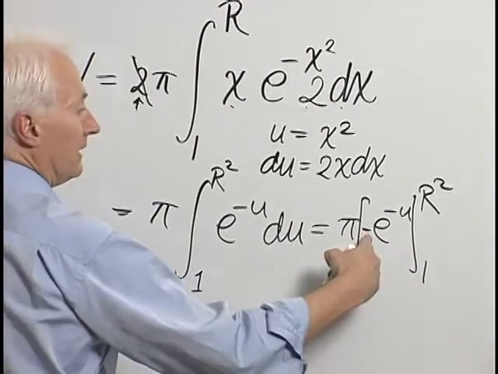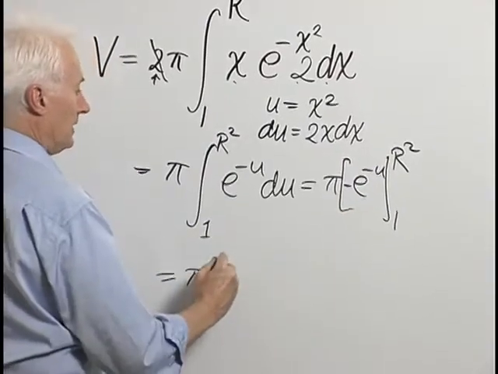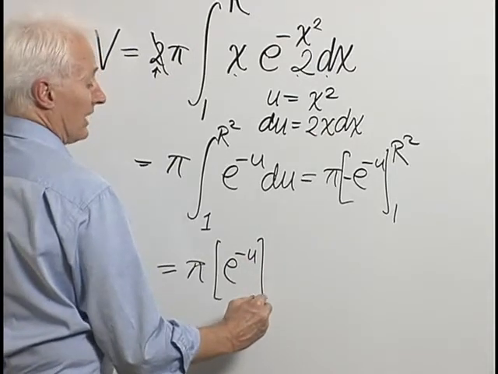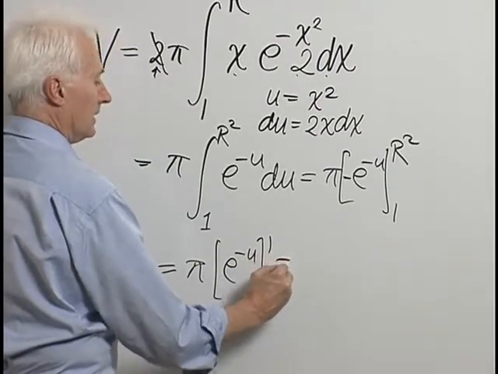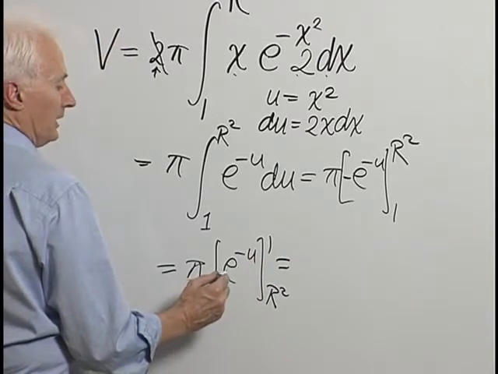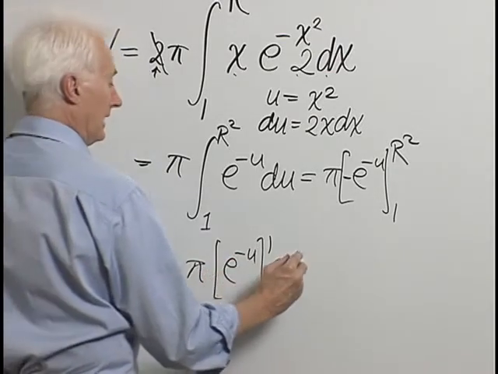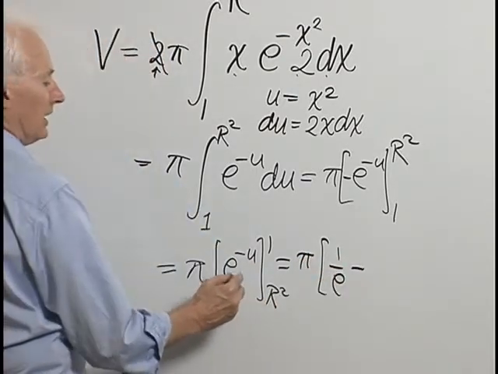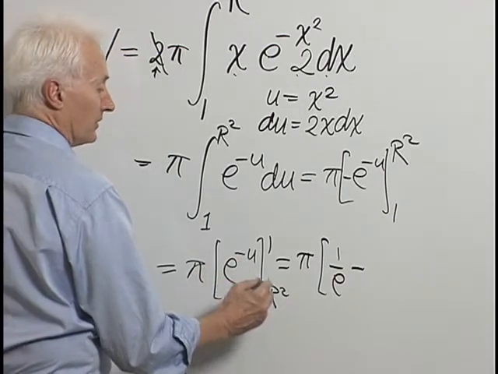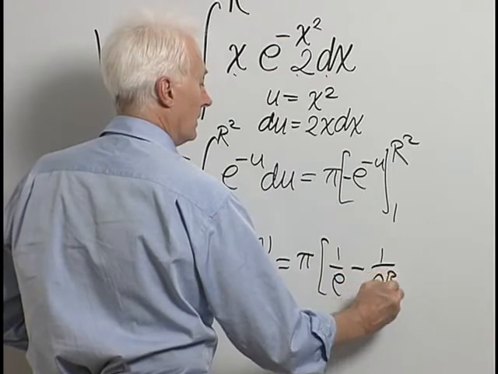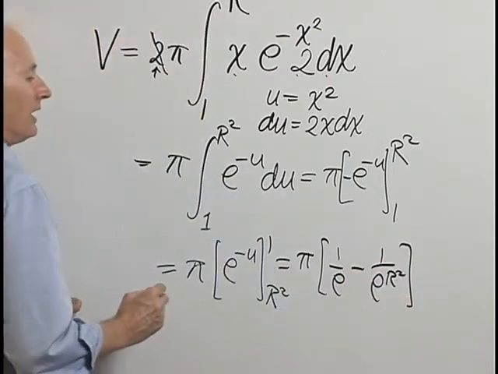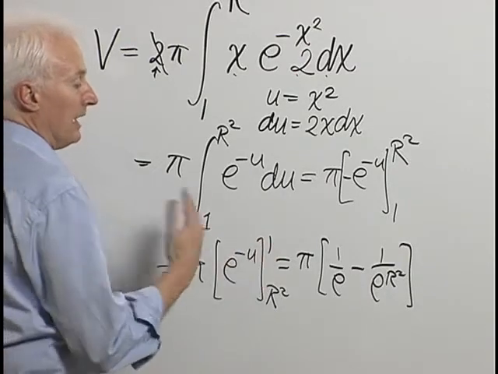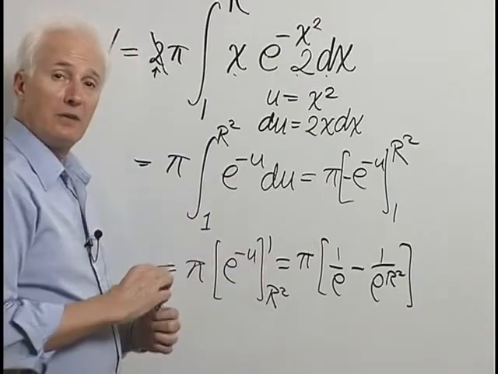Now we can get rid of the negative sign here by flipping the limits of integration to simplify and make it less likely to make a simple sign mistake. And so now I just have to put in the upper limit 1, so that's e to the negative 1, or 1 over e, minus what I get by putting in the lower limit. Well, that's e to the negative R squared, or 1 over e to the R squared. And so there's our volume from 1 out to R of the region swept out by that revolving around the y-axis.